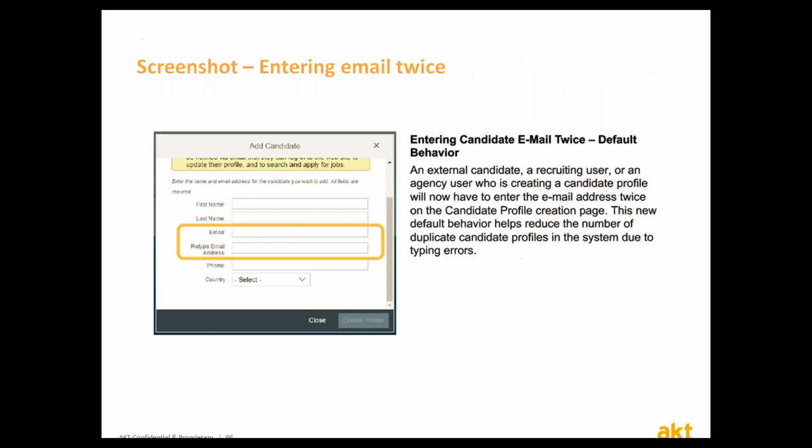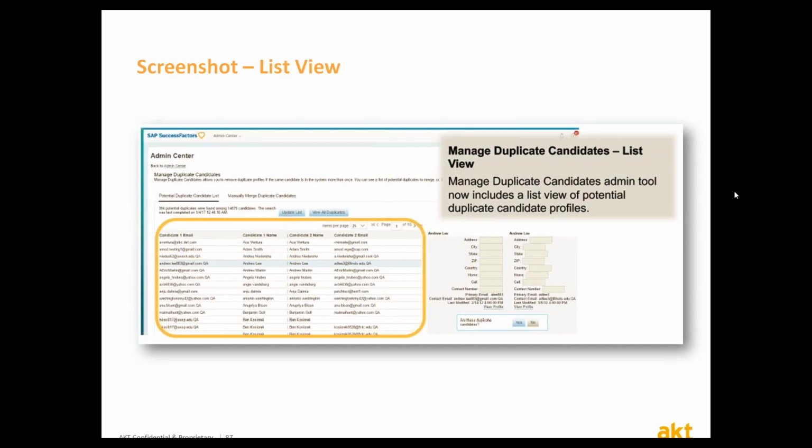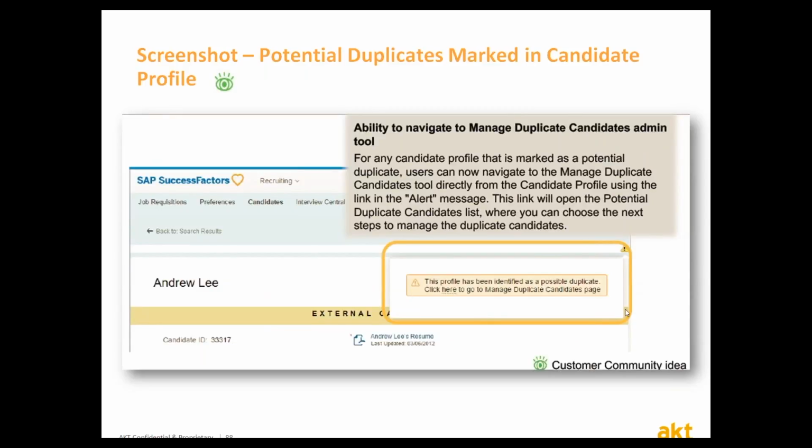We have three screenshots that display these features. This is the retype one, and that's the candidate view. We have the list view, where you can see all the potential duplicated candidates and actually compare them. And from there to navigate to the Manage Duplicate Candidates page in order to merge them together.